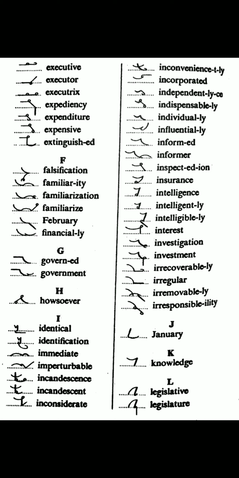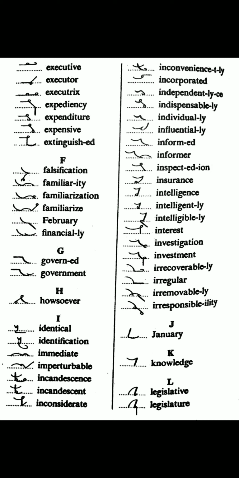Downward R on the line with G stroke for irregular. Downward R on the line intersecting M stroke with B with L hook for irremovable or irremovably. Downward R on the line S circle P with N S circle is used here for irresponsible, irresponsibility. J with N hook on the line for January.